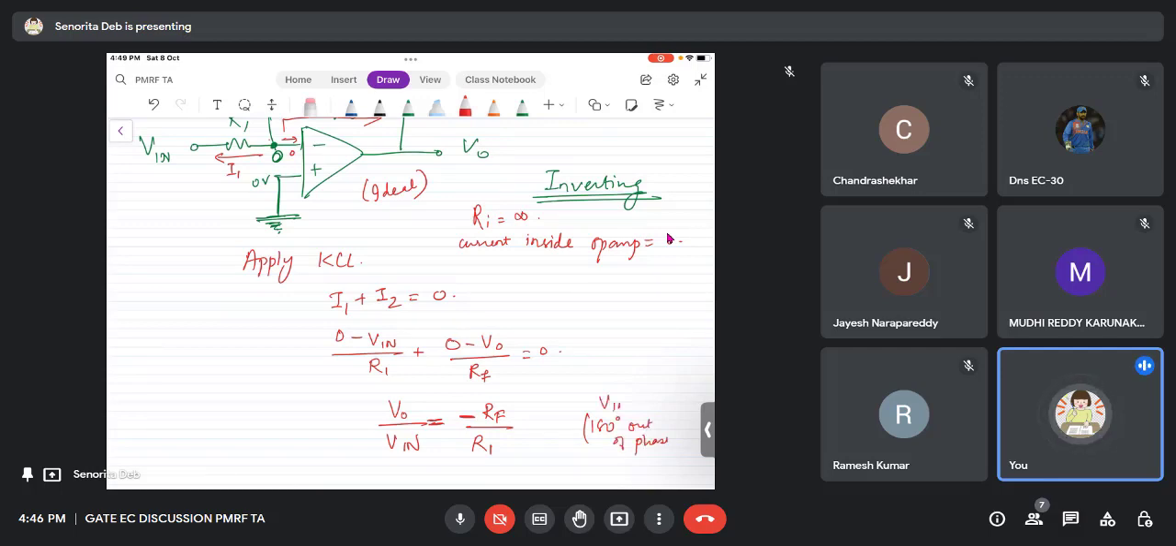V in is 180-degree out of phase with V out, right? Because of this negative sign. That's why that is called the inverting terminal. In the inverting configuration, the input is at the inverting terminal.